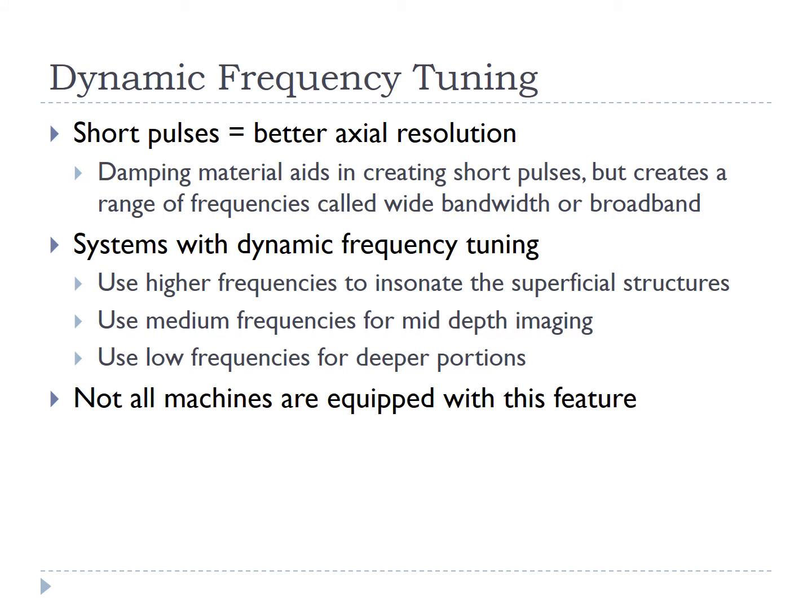Another benefit I had mentioned was dynamic frequency tuning, or DFT. So we know that short pulses equal a better axial resolution, and that better axial resolution comes along with having a high frequency transducer and with dampening material. Systems that have dynamic frequency tuning are going to use higher frequencies to insonate the superficial structures of a picture. They're going to use medium frequencies for mid-depth imaging and then lower frequencies for deeper portions. Not all machines are equipped with this feature, but it's important to know how it functions.